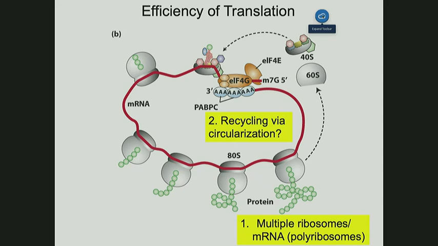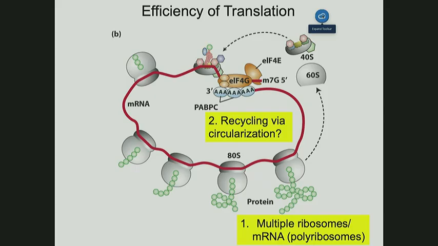The ones that are furthest from the start codon are, of course, going to have the most amino acids. They have translated the most amount of messenger RNA. And so this is what we call a polysome or polyribosome.